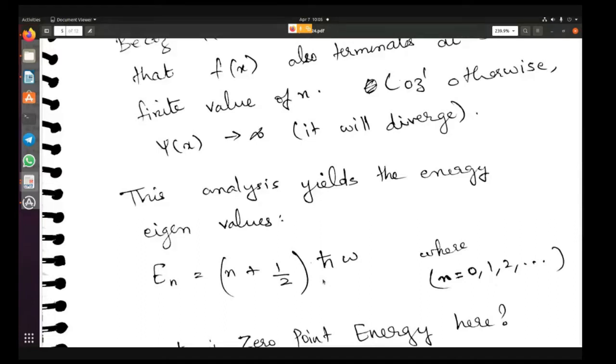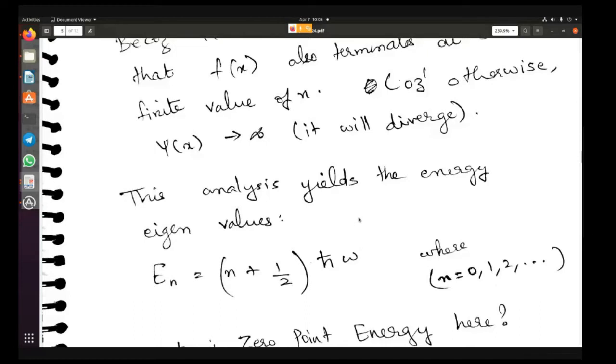Now, as you can see here, what is the lowest energy that is possible? The lowest energy has to be a non-zero energy. What is the lowest energy possible? That is when n is equal to 0. The energy when n equals 0 is half times h cross omega, and that is your zero point energy.